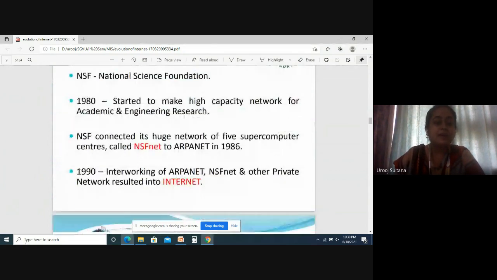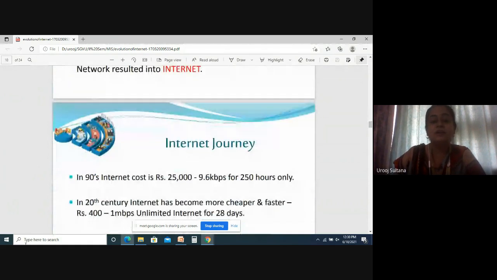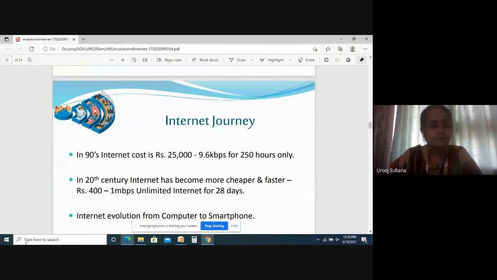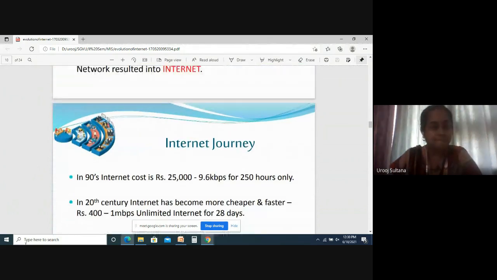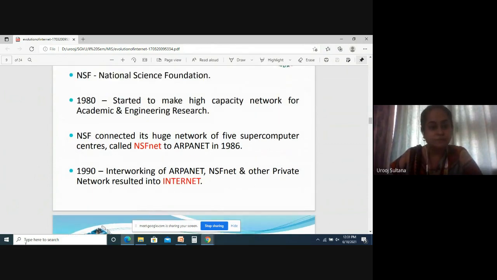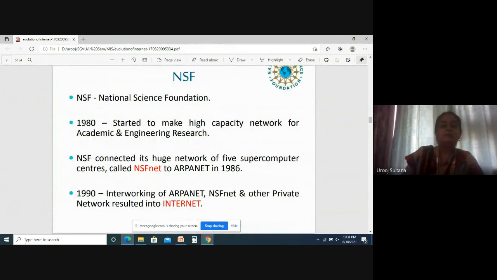So now NSF, which stands for National Science Foundation. In 1980, it started to make a high capacity network for academic and engineering research. Then NSF connected its huge network of five supercomputer centers, called NSFNet, to ARPANET in 1986.